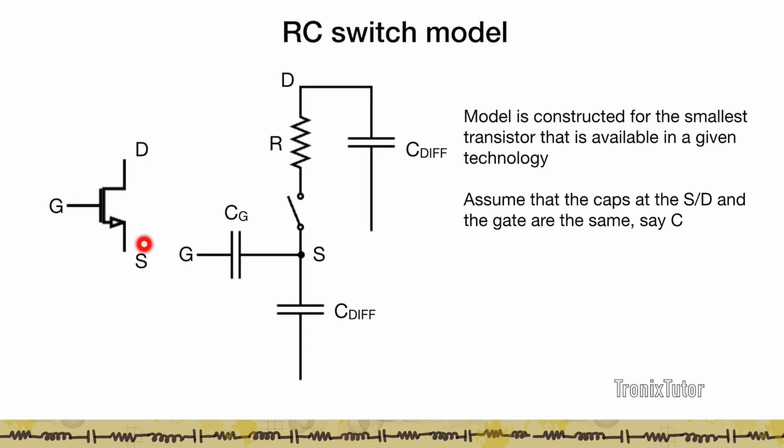Additionally, remember the drain and source have capacitances because there are reverse-biased PN junctions there, and the gate has the gate capacitance. So we model this as a gate capacitance between gate and source, a capacitance at the source node, and a capacitance at the drain node. Typically, to use this model, we calculate the value of the resistance for the smallest transistor that can be drawn in a technology. Furthermore, to keep the model simple, we assume that the gate capacitance for that smallest transistor is the same as the capacitance at the source and drain. Therefore, all these three capacitors have a value of C, and this resistance has a value R. So the values of R and C completely determine the switching properties of the NMOS.